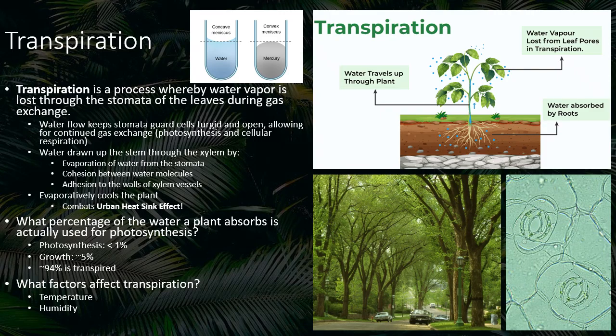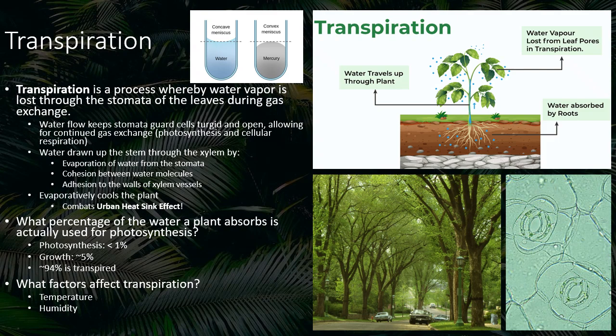Transpiration is a process whereby water vapor is lost through the stomata of the leaves during gas exchange. So we've already talked about the stomata and their guard cells and how those guard cells have to remain turgid or full of water in order for the stomata to remain open. And if the plant wilts, those guard cells will collapse and close the stomata pores, and then gas exchange cannot occur. The leaf can no longer take in carbon dioxide, and so photosynthesis cannot proceed.